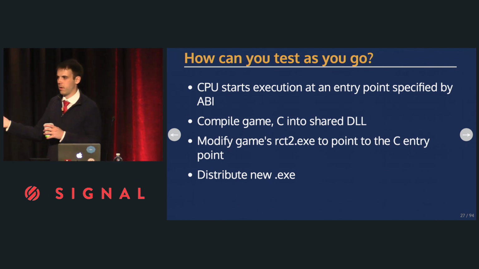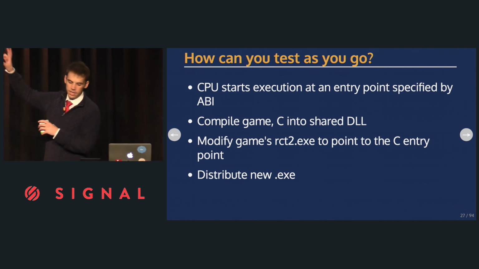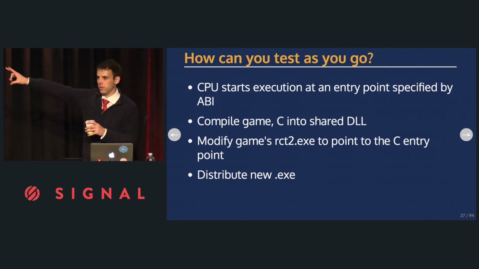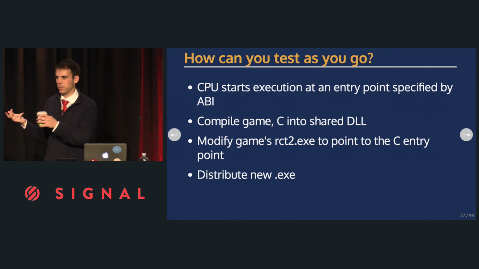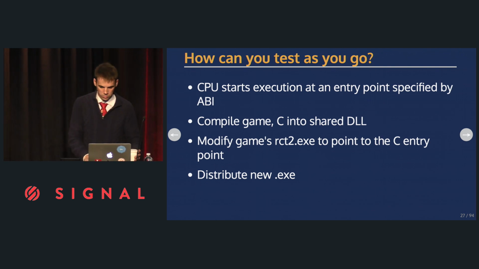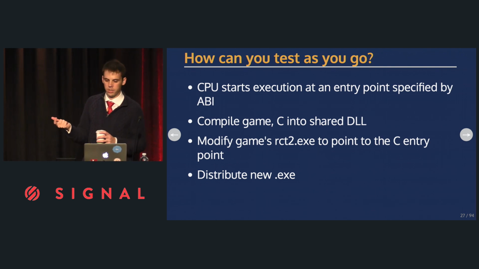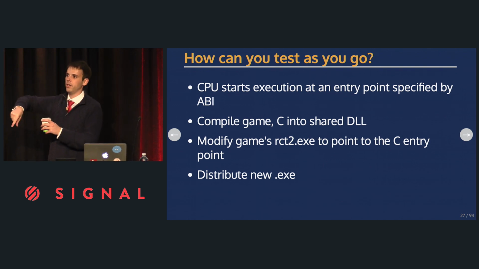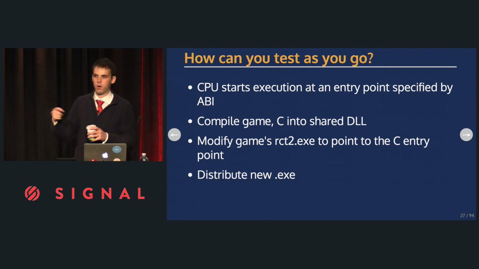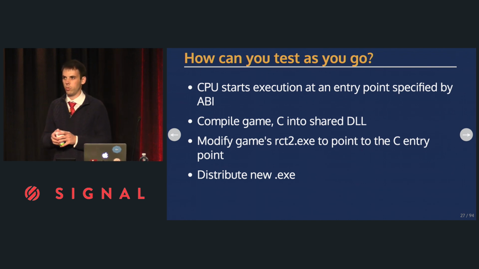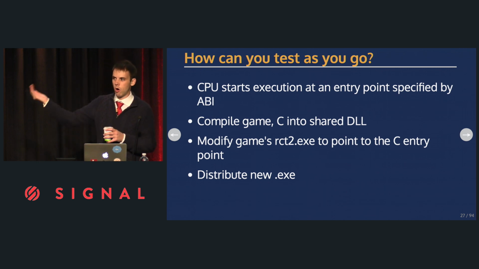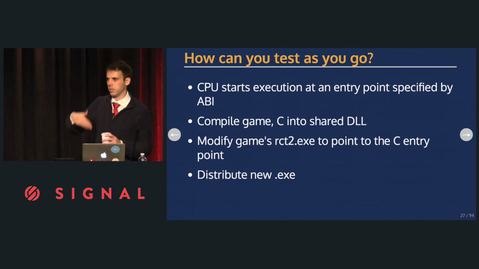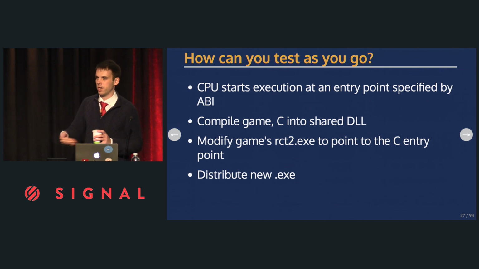What they did was they compiled their C code and the game, the game EXE, into one shared DLL. That modified the entry point for the game to point to their C code, right? So instead of loading the game's entry point, they loaded their own entry point. Now we're running C code, and so then what we can do from the C is we can call into the x86 function, right? And then we distribute that new exe. Now everyone is running the C code, right?